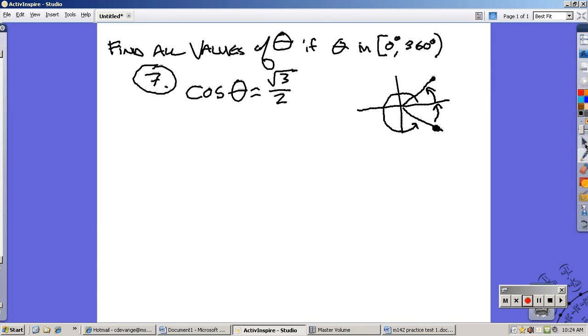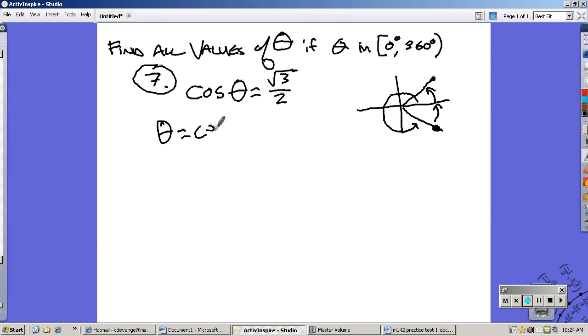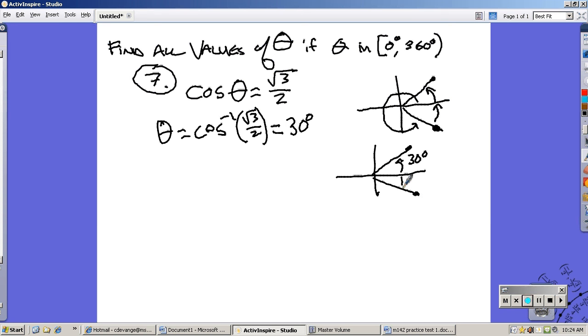So both of these angles, this rotation and this rotation, will end up with the same cosine value. So one thing I could do is grab my calculator and use inverse cosine of root 3 over 2. And if I press my buttons, I end up with 30 degrees. That tells me that this right here is 30 degrees. It also tells me that this right here is 30 degrees. So one of my possibilities is just 30 degrees.